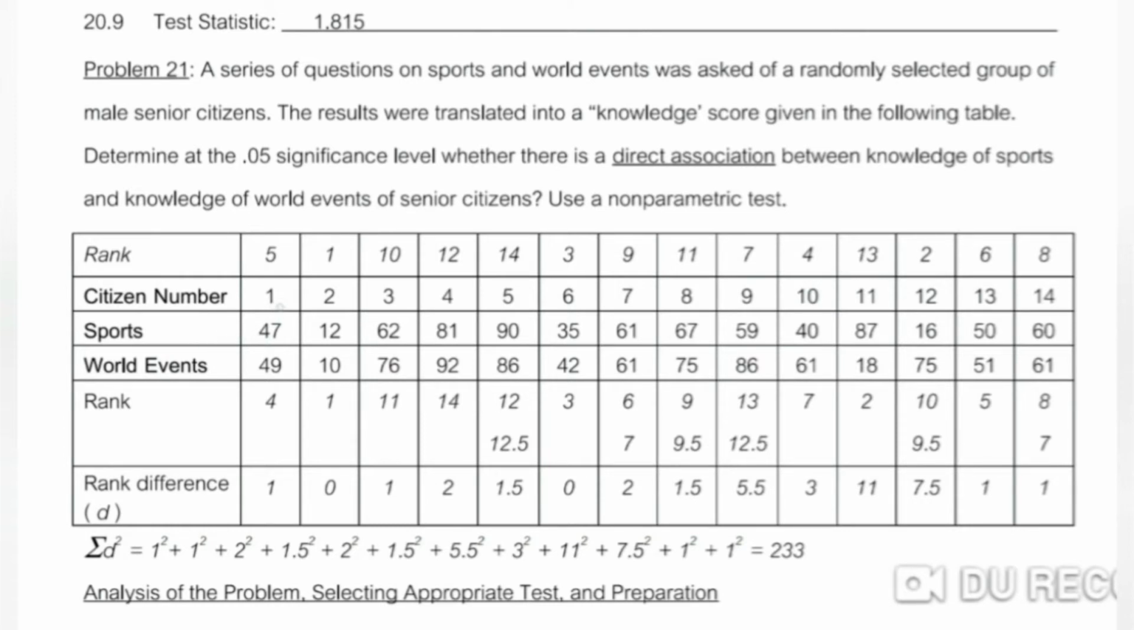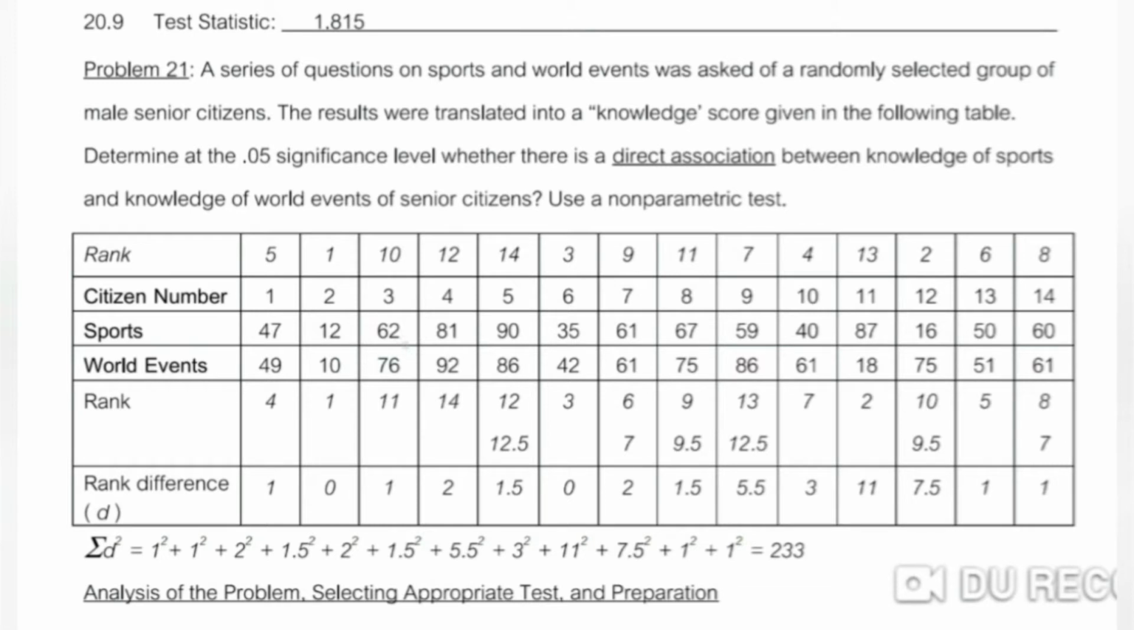Citizen number 1 received sports score 47 and world event score 49. The scores are very close. Citizen number 2, 12 and 10 are low score, low score. So low score, low score, high score, high score means direct correlation. So citizen number 1 and 2 show some evidence for the HA. What is HA? There is a direct association.